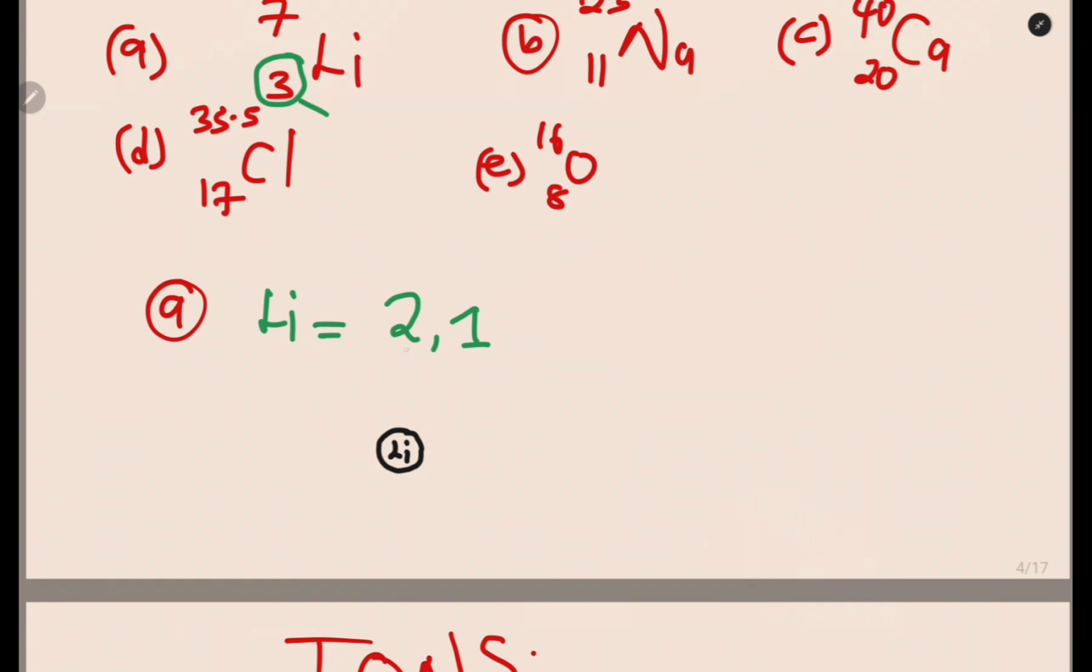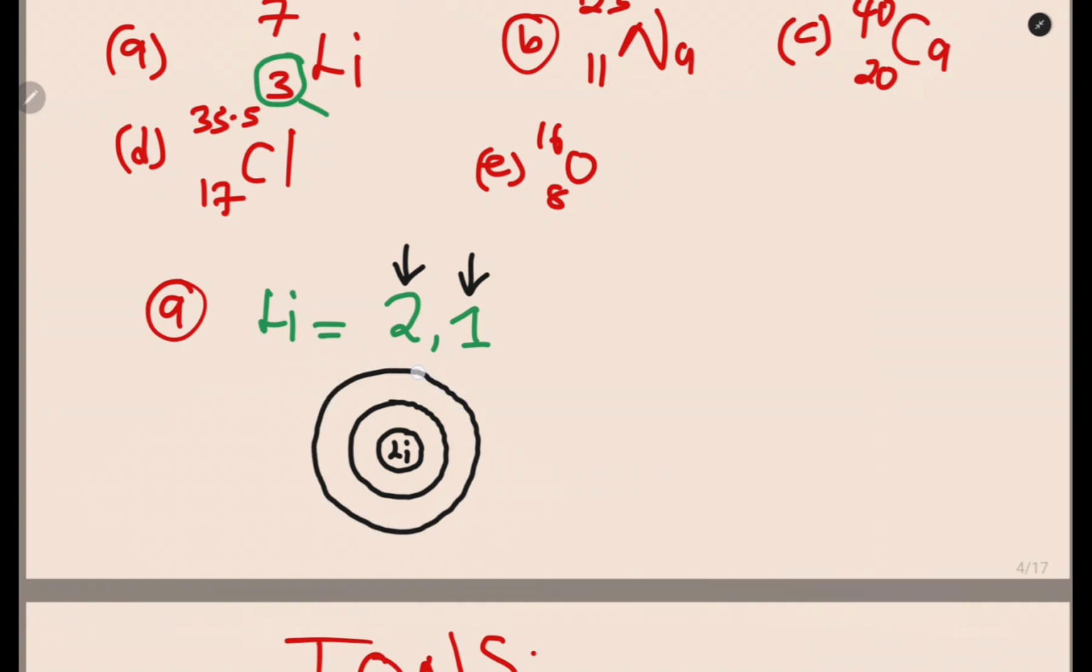This configuration that I've put tells us the number of shells we are going to use. In this case, the number of shells is going to be 2. So I'm going to put 2 circles around the nucleus. I'll put the first shell and the second shell. Now let me put electrons.